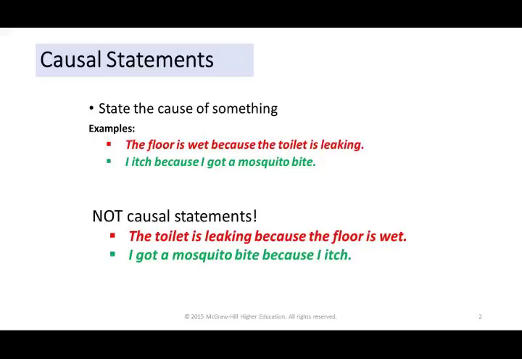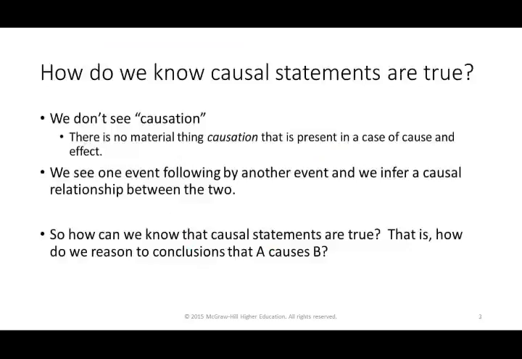All right. So now the question will become, how do we know that causal statements are true? That's the question that we want to ask. People make causal claims all the time. We see two or more things going together a lot, and so we'll say that one caused the other. Okay? So how do we know that these causal claims are true?